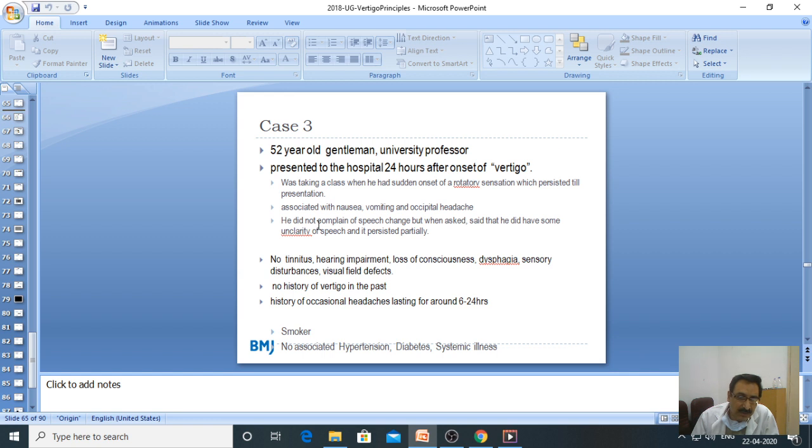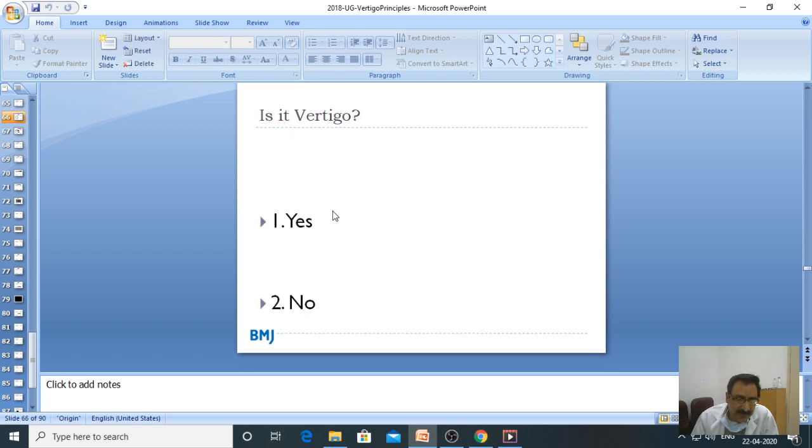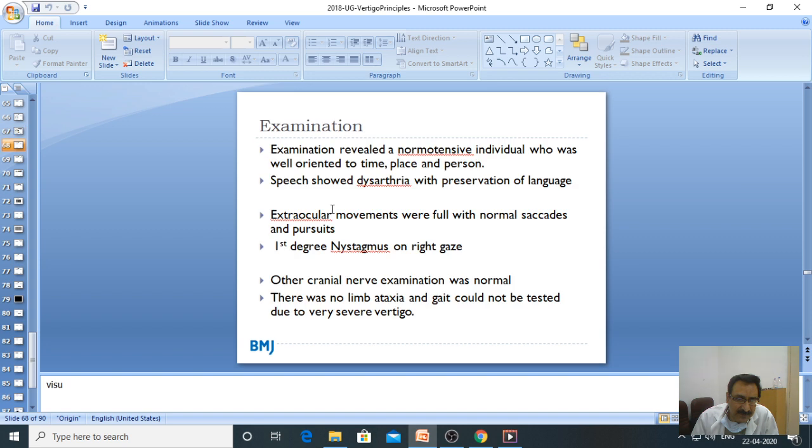So based on all these things, there's nothing otological, there's minor neurological, and there is vertigo with nausea. Is it vertigo? Yes. Is it central or peripheral? A little bit of a hint that it might be central.